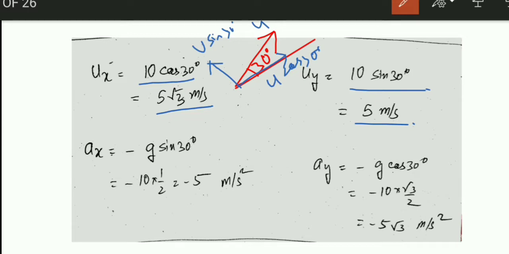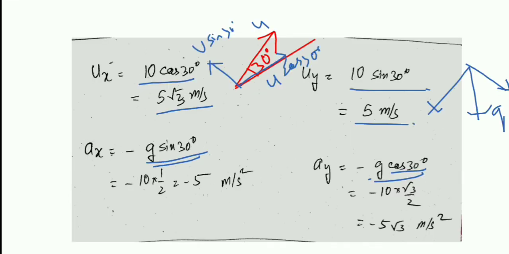Now acceleration due to gravity, that is g. Along the plane, it will be g sin 30 degree, that we have already seen in the previous lecture. And perpendicular to the plane, this component, that is g cos 30 degree. So g sin 30 degree will be minus 10 into half. Sin 30 is half, so ax is minus 5 meter per second square, and ay will be minus 10 into root 3 by 2, that is minus 5 root 3.